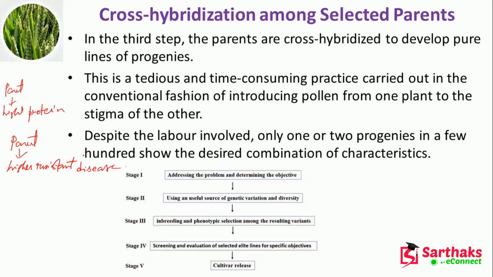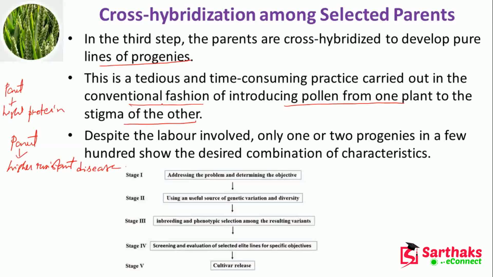Now the parents are cross hybridized to develop the pure lines of progenies, and this is very tedious and time consuming practice, because sometimes it has been seen that whenever we are going to do this, at that time we are not getting the desired hybrid breed. So it is a very time consuming practice and carried out in a conventional fashion of introducing pollen from one plant to the stigma of the other. That means it is an artificial technique. So we are introducing pollen from one plant to the stigma of the other.